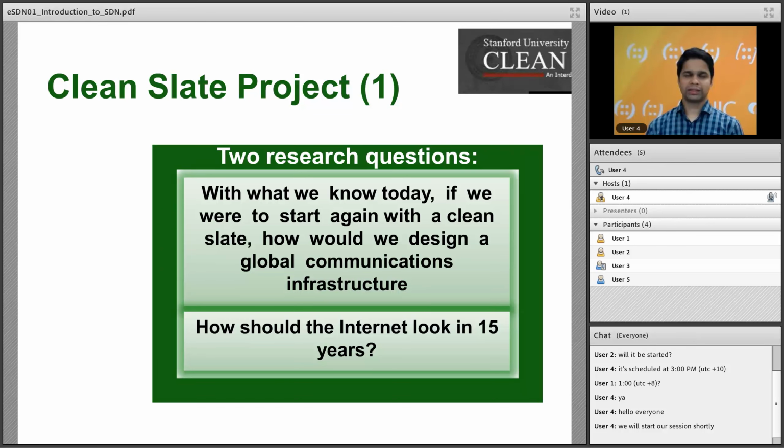The first question is, with what we know today, the knowledge we have, if we were to start again with a clean slate, how would we design a global communication infrastructure? And number two is, how should the internet look in 15 years? These were the two key components, and the mission of this project was to reinvent the internet with the knowledge we have today. It's significant that this work came out of the research community and not operators or vendors.